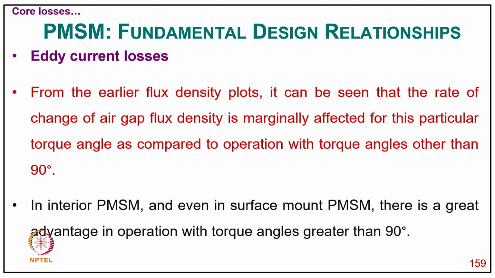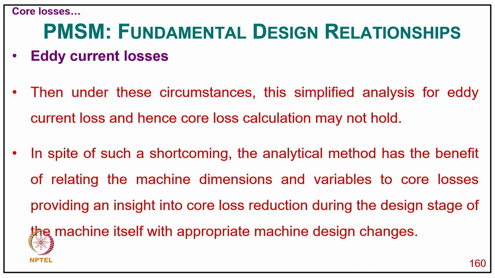So from the earlier flux density plots, it can be seen that the rate of change of air gap flux density is marginally affected for this particular torque angle as compared to the operation with a torque angle other than 90 degree. In interior PMSM and even in the surface mount PMSM, there is a great advantage in operation with the torque angle greater than 90 degree. So under these circumstances, the simplified analysis for eddy current loss and hence the core loss calculation may not hold.